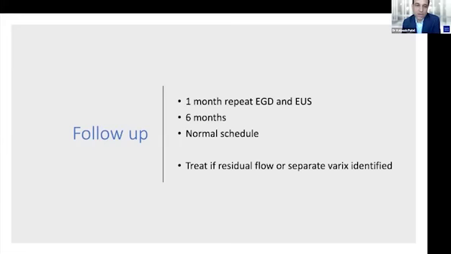Finally, I'll end with a couple things. In terms of follow-up, my routine is to repeat the endoscopy with ultrasound in 1 month to assess for any residual flow in the treated varix or any adjacent untreated varices. Subsequently, it's about 6 months. And then if it looks obliterated, they usually return to their hepatologist for their normal schedule. And we do treat, as I just said.